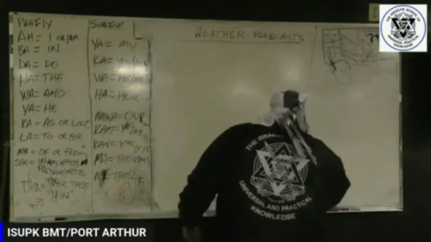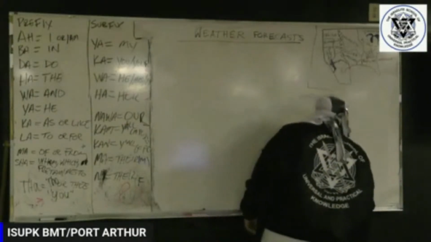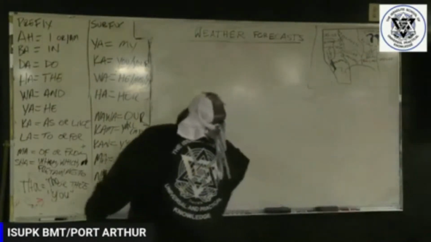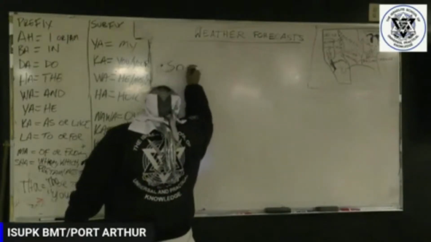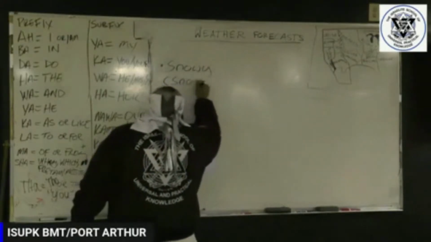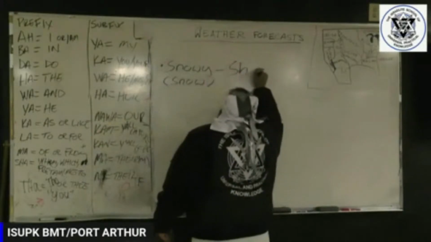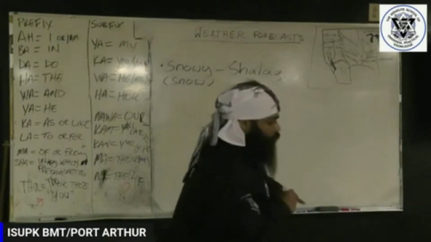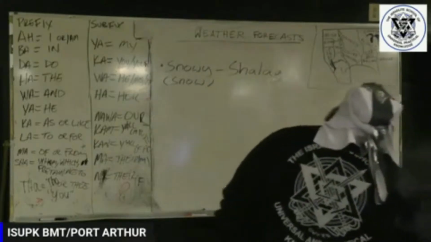So now we're on snow. We got rain and cloudy. Now we're going to do snowy. And snow is SHALAM. I'm going to get the strong concordance number for that. H7950.